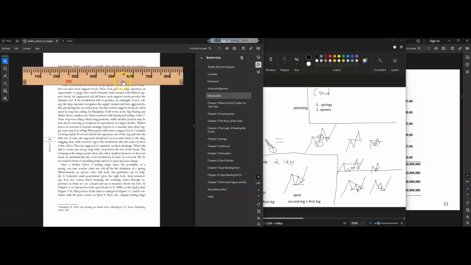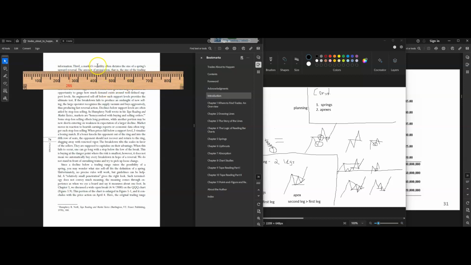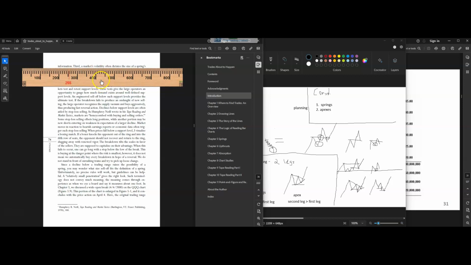All right. Third, market volatility often dictates the size of a spring's upward reversal. This is important. If you have good volatility, you get good risk reward. Little spring risk, big reward rally. So you want good volatility. You don't want to trade a market that has very low ATR. There's no point. Absolutely no point. You might as well just trade highs and lows instead of trends.